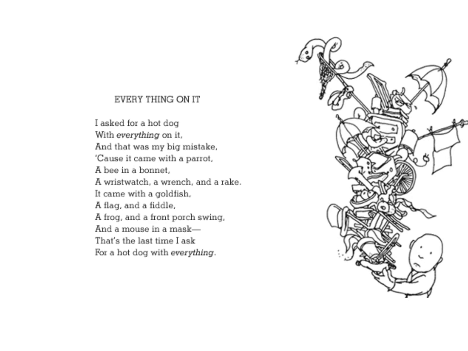So let's start to pick out some of the alliterations. A bee in a bonnet, BB. Bee in a bonnet. A wristwatch, a wrench, and a rake. Even though they have different letters to start, we know that it's about the letter sound and not the letter that it starts with. So wristwatch, wrench, and rake all have an R sound.